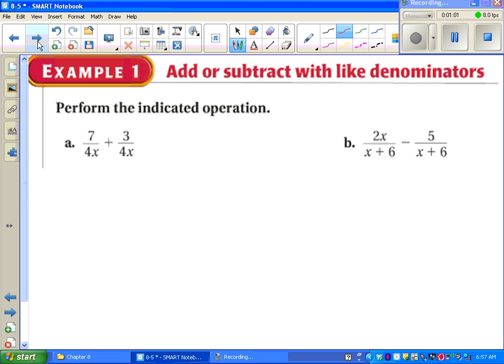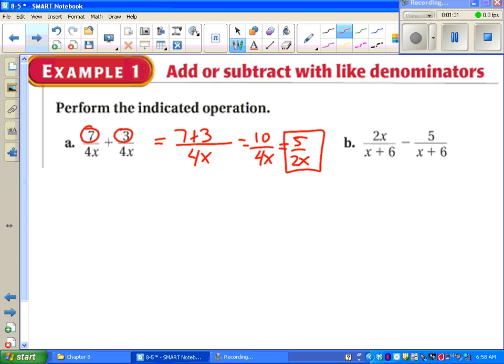So notice in example 1, both of these problems have a common denominator. That's the easy version. So we put our common denominator, which is 4x, and then we just add the tops. The numerator says 7 and 3, add those up, we get 10 over 4x. If you stop now, you miss a point, because you have to reduce. Then we're done.